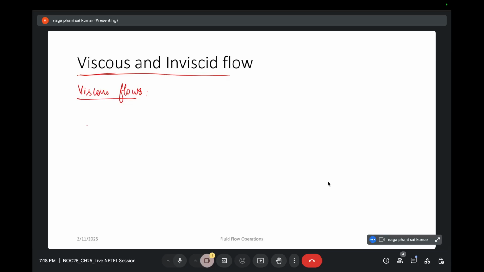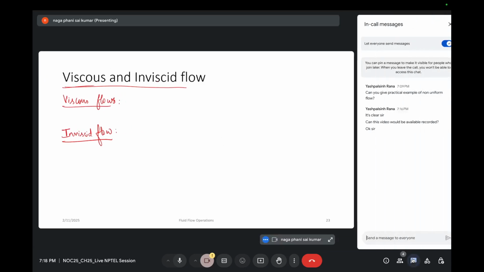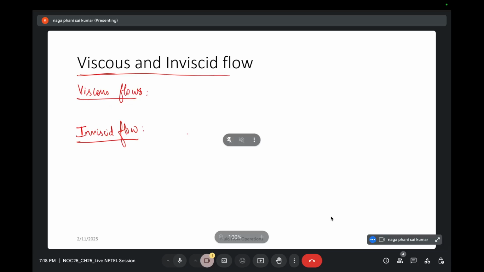And then we have inviscid flows. This is a type of flow in which viscous forces can be completely neglected because there are some other forces which are more dominant than viscous forces. So you can completely ignore these viscous forces with no effect on the problem or solution that you are solving. These are called inviscid flows.